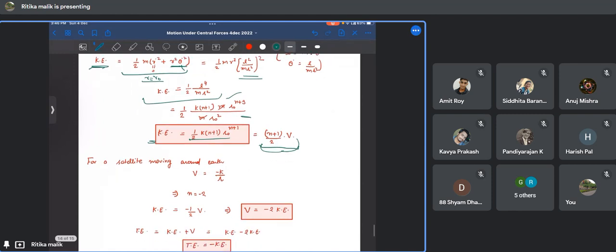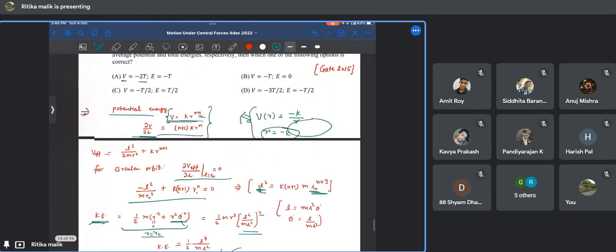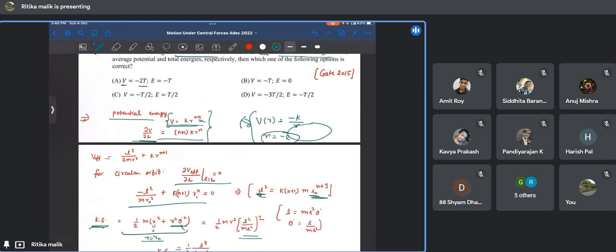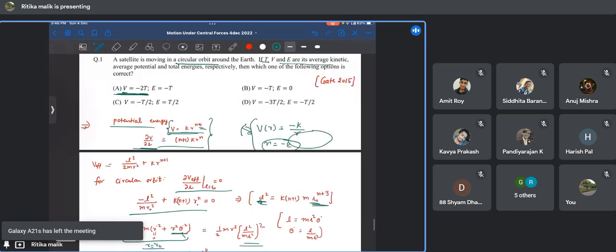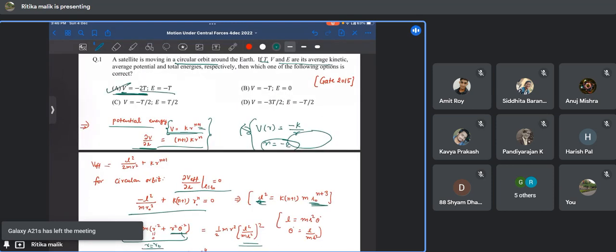So for a satellite moving around the Earth, we just replace our potential by Kepler's potential. That means we have to replace n by minus 2 here. So our kinetic energy becomes minus 1 by 2 times V, that is, V is related to minus twice the kinetic energy. And if we calculate the total energy, this is kinetic plus potential, it becomes minus the kinetic energy. So this is the correct option here.